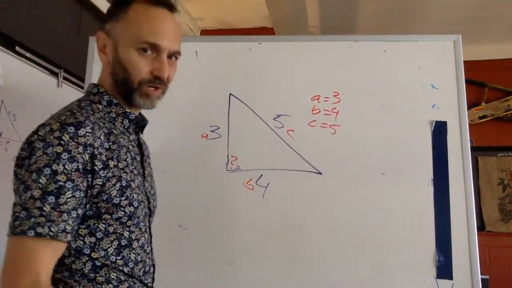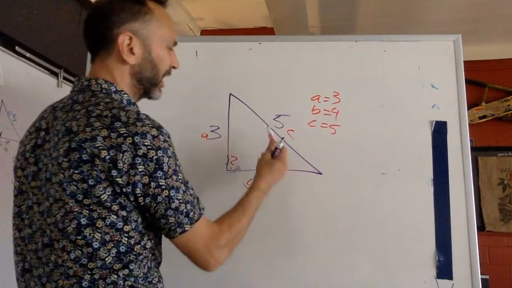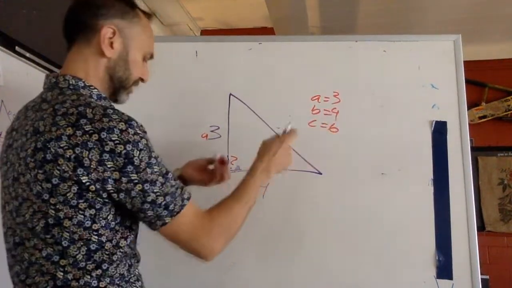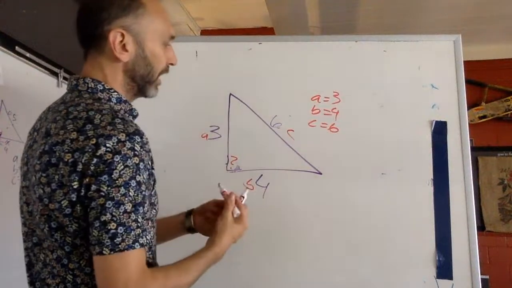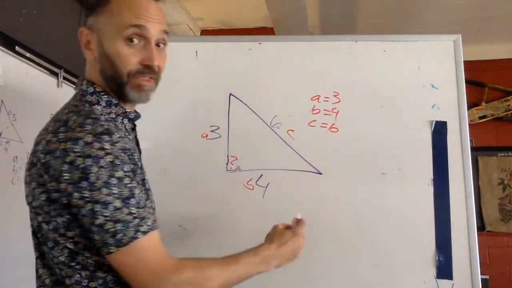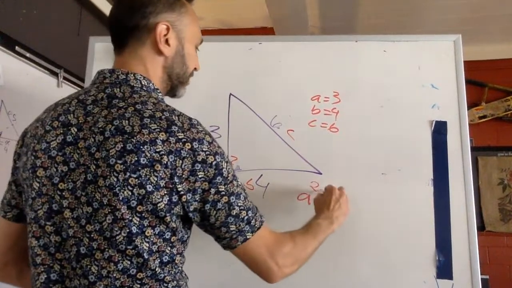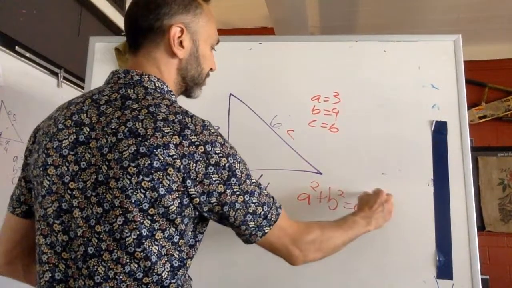We know this is going to work, but we'll do it anyway. Should we make it interesting? Let's make it 6. Okay, so this is 6. So what I end up having here is the theory. Okay, so the theory is a squared plus b squared equals c squared.